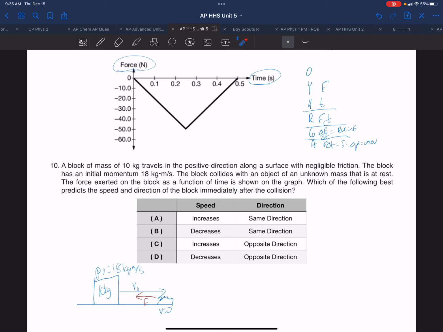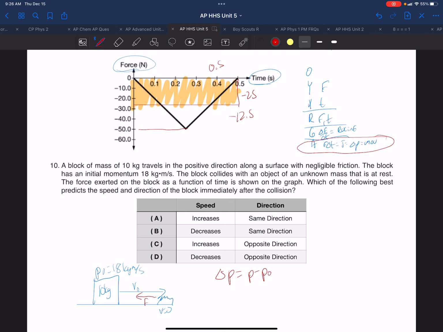Immediately after the collision. Well, what we're looking for here is probably the change in momentum. We want to know the speed afterward. So that is the area. Now, if we notice here, the maximum is 25, so the average force is 25. And we're looking for this area here like this, which is minus 25 by 0.5. And so that's going to be minus 12.5. So we know delta P is P minus P0.